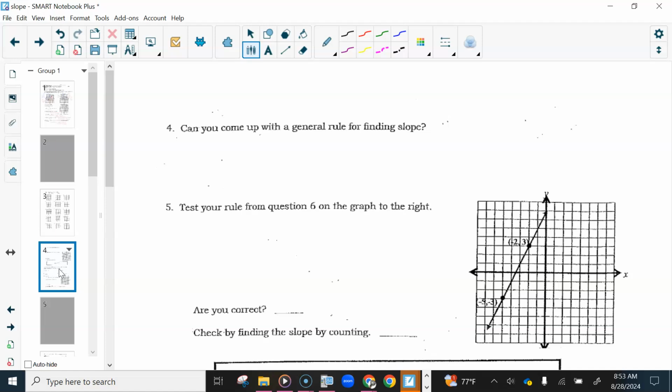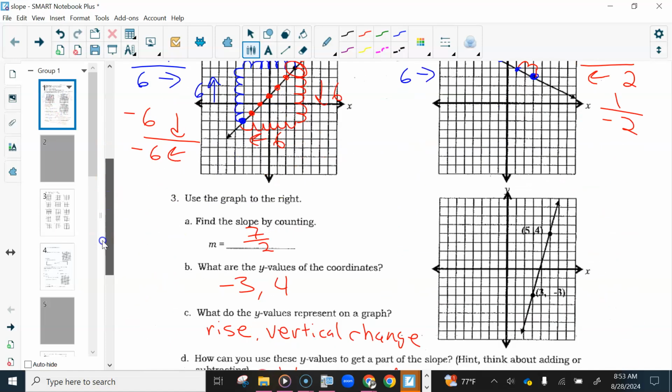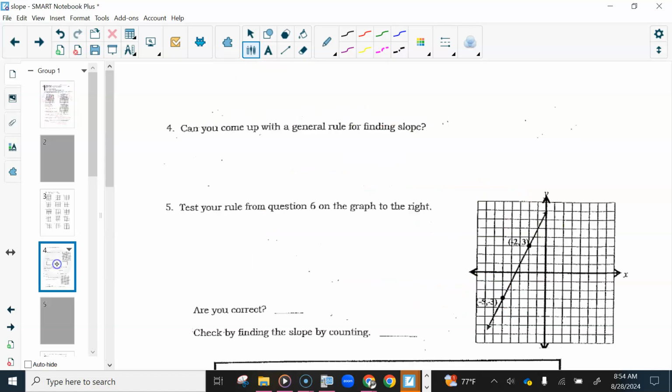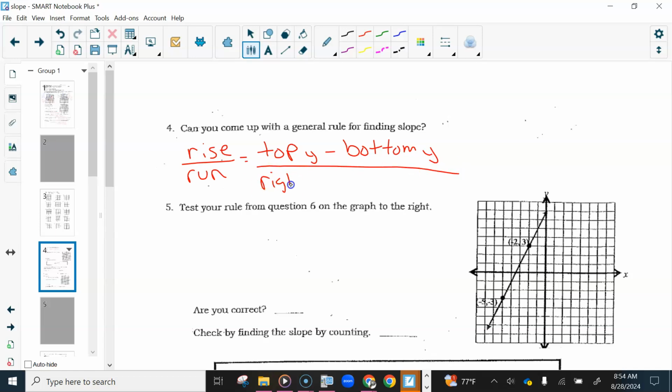So then using the 2 things we just talked about, subtracting the end minus start, kind of for both, we want to come up with a general rule for finding slope. We know our slope is rise over run. So we're going to kind of put what we had together. And I'm going to use the specific top minus bottom. Top y minus bottom y over right x minus left x.